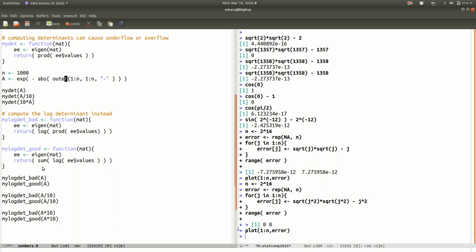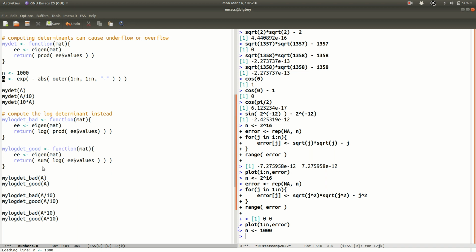So I want to create a matrix whose determinant I'm going to compute. It's going to be a 1000 by 1000 matrix. To get the entries of the matrix, A_ij is going to be e to the minus absolute value of i minus j. To compute that, I'm using the outer function on 1 over n to 1 over n, and for each pair of these, I'm taking the difference by supplying the minus. Then I'm taking the absolute value of the difference of every pair, and doing e to the minus that value. So that's A.